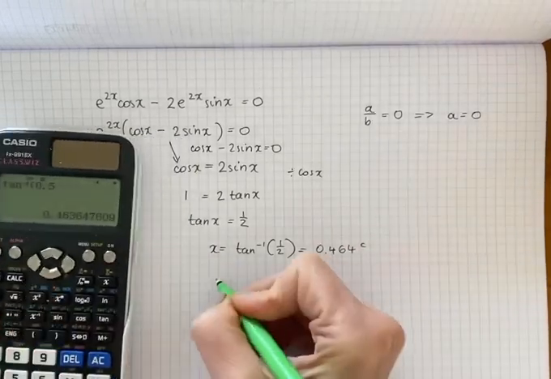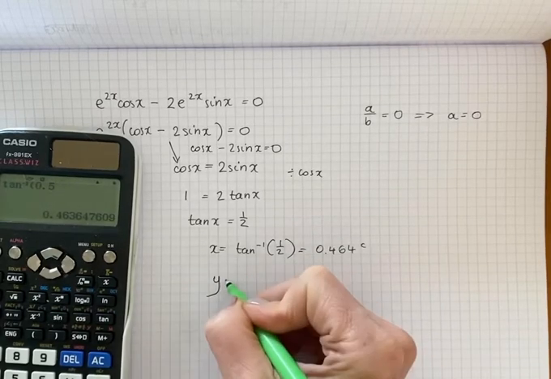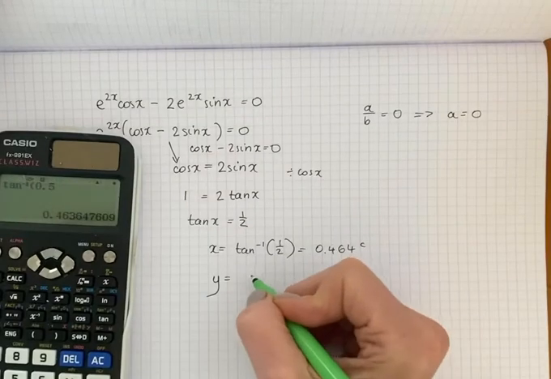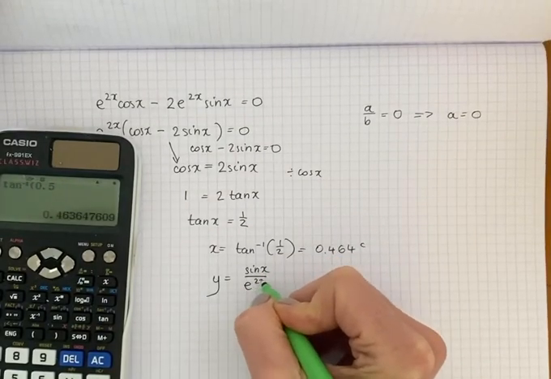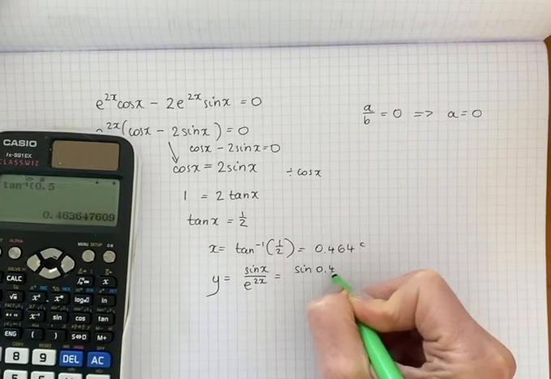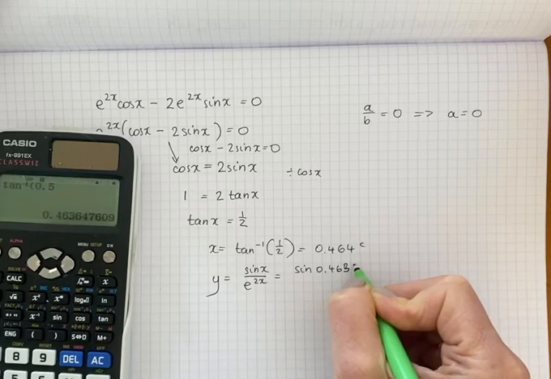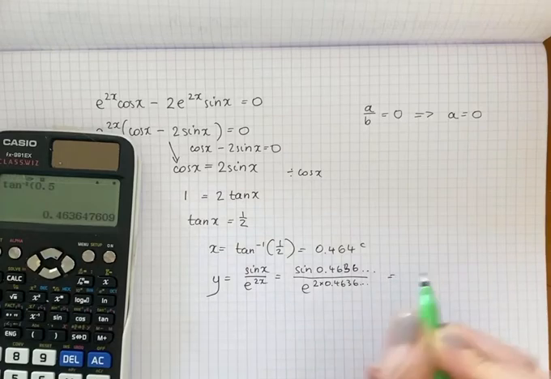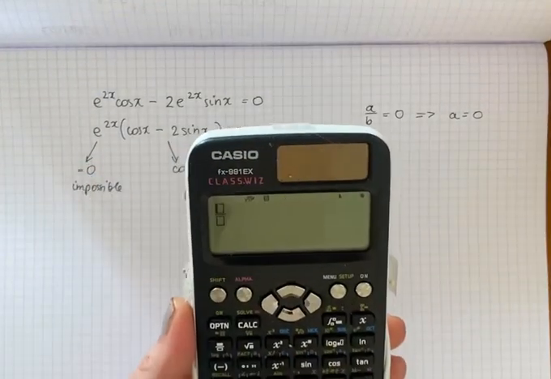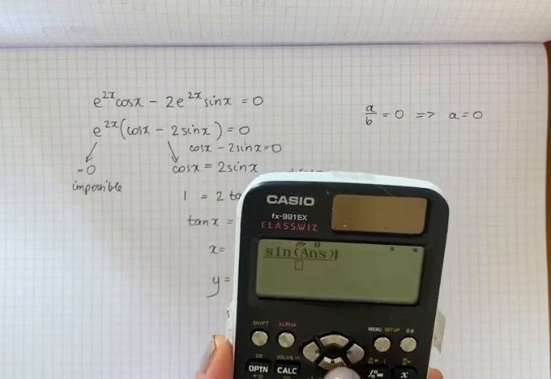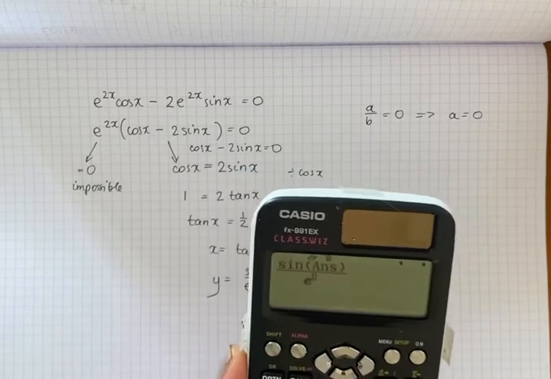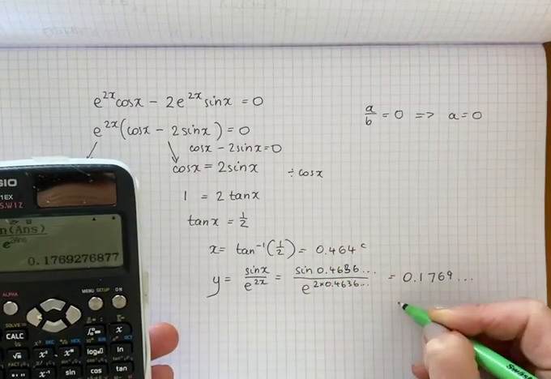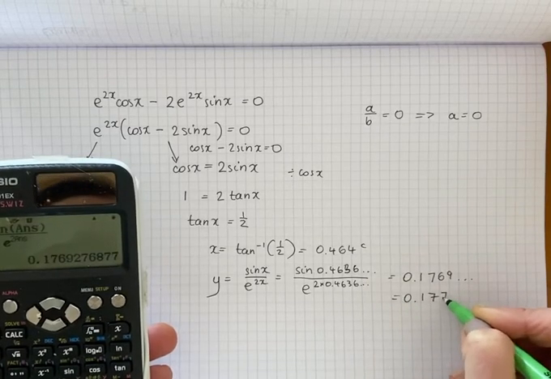That is 0.464 radians. Y is going to be equal to the function, which was sine x over e to the power of 2x. So that's going to be sine 0.4636 over e to the power of 2 times 0.4636. Use the ans key on the calculator. So have sine ans over e to the power of 2 ans. That gives me 0.1769, which is 0.177.